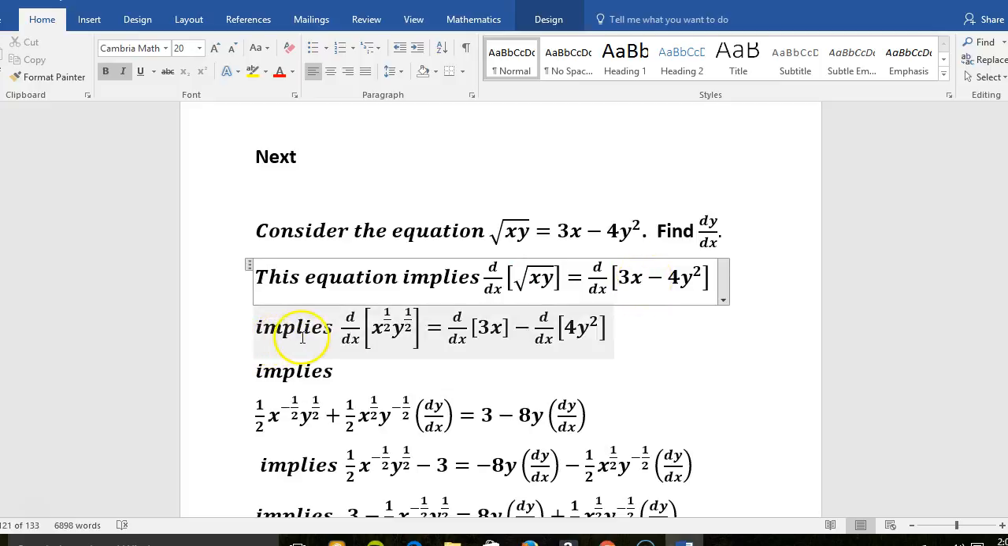Okay, and that implies that now it's more handy with the square root of the product xy, which is the square root of x times the square root of y. We're assuming x and y are positive, of course. But anyway, we're going to write that as x to the half, y to the half. And then remember, the derivative of the difference is the difference of the derivatives of the pieces. So we just do d by dx of 3x minus d by dx of 4y squared.